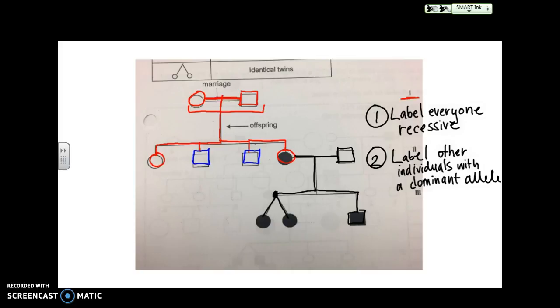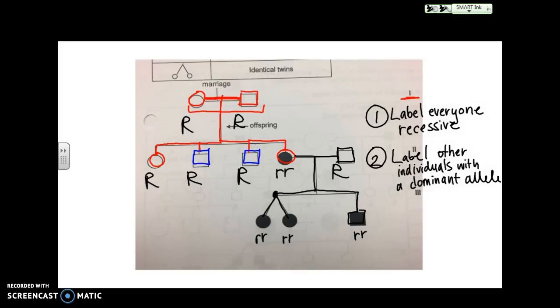So what do I mean by that? Label everyone you think is recessive, recessive. So if we think this trait is recessive, this would be little r, this would be little r, this would be little r, this would be little r. Okay? So now that's step 1. Then step 2, label everybody else with at least one dominant allele. So big R, big R, big R, big R, big R, big R. Now everybody's labeled as well as I can do.